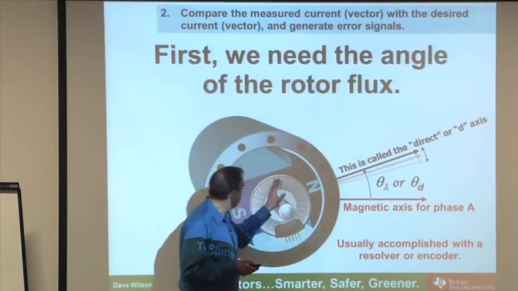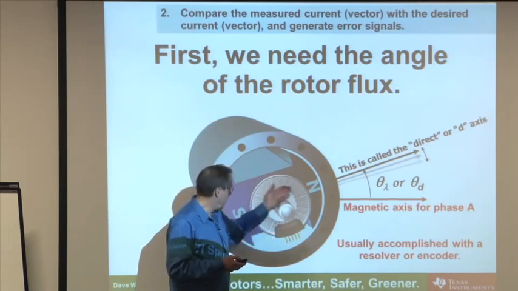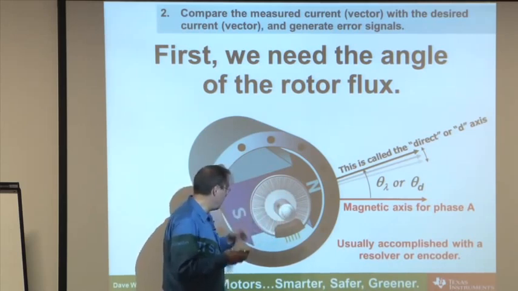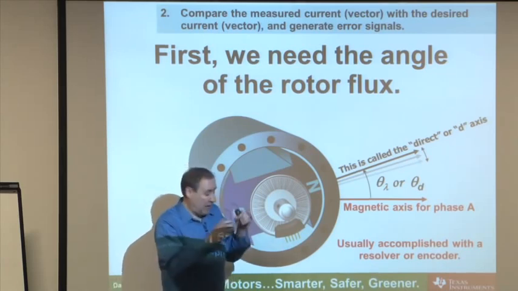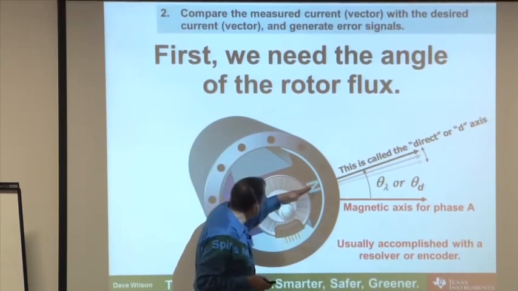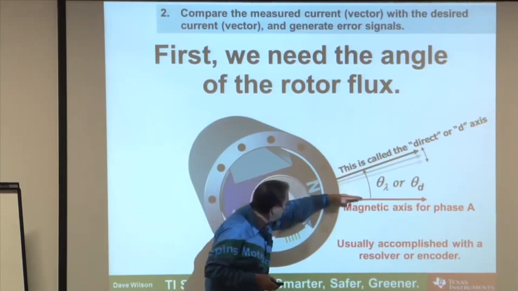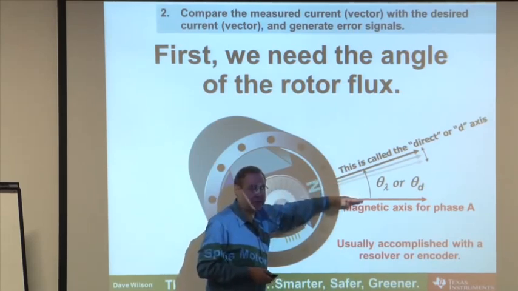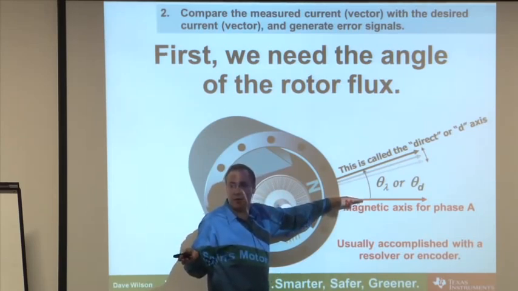That is usually represented by some kind of sensor on the motor shaft, either a resolver or, in this case, a discrete encoder that we put on the motor shaft. And we get that information by taking the angle measurement of where the north pole of my rotor is facing with respect to the magnetic axis for phase A. That's the way the equations have historically been generated.